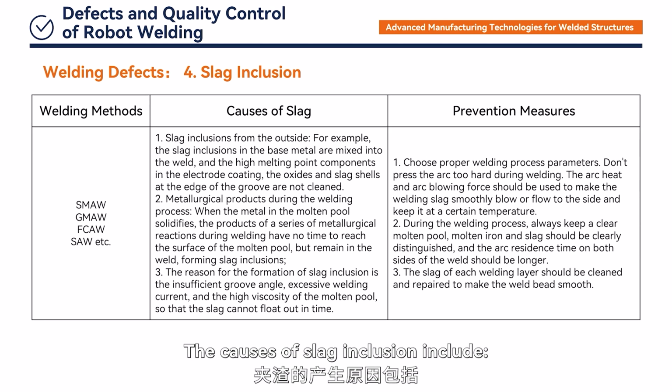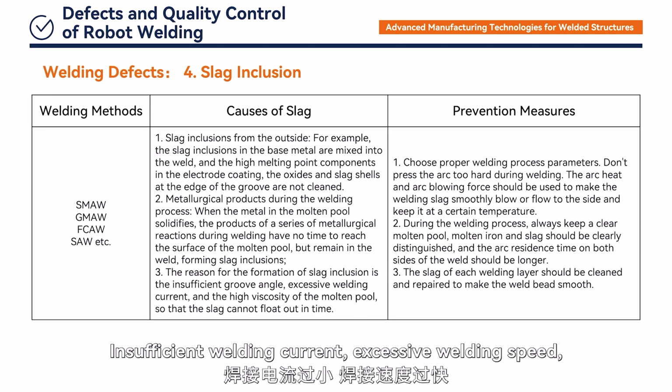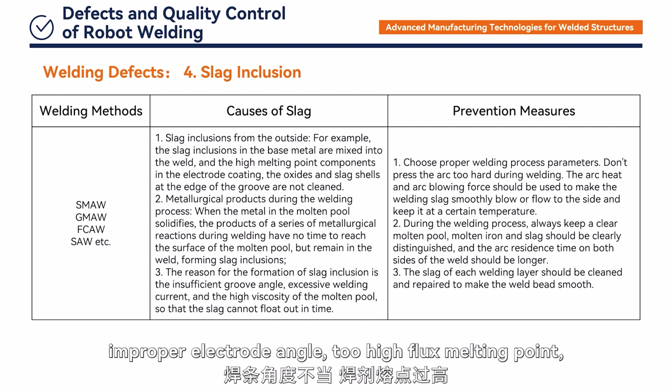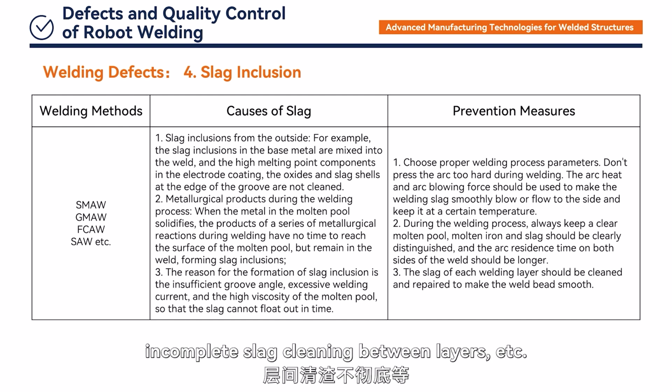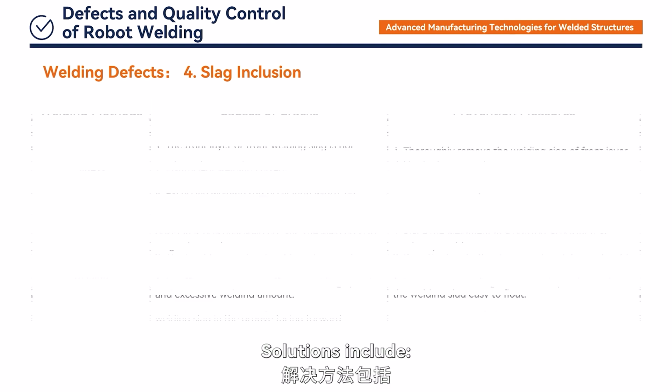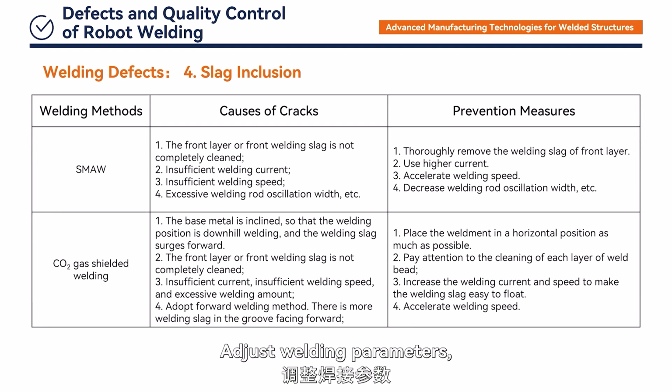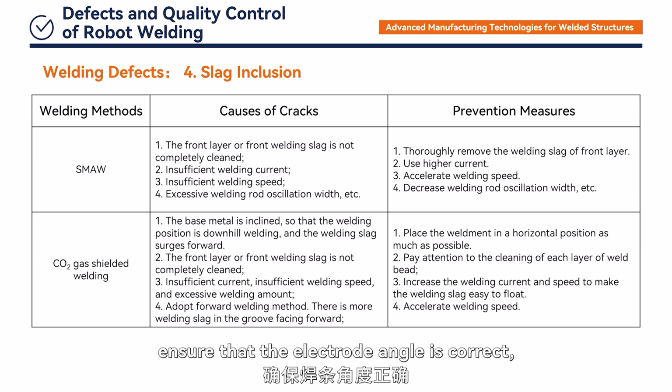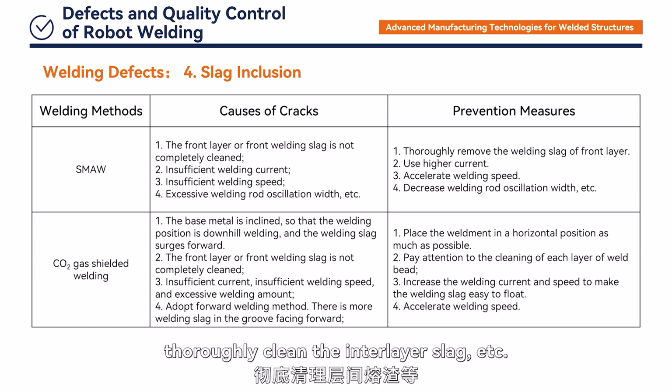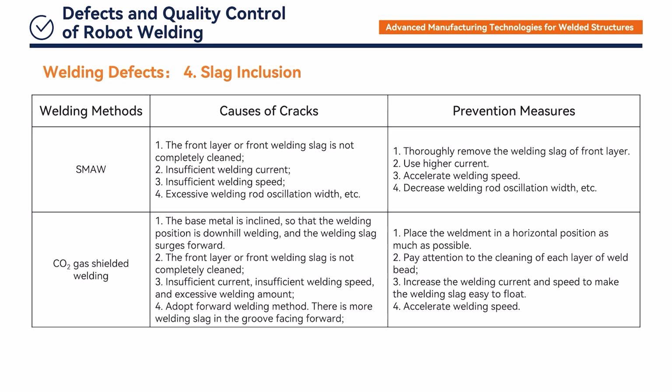The causes of slag inclusion include insufficient welding current, excessive welding speed, improper electrode angle, too high flux melting point, incomplete slag cleaning between layers, etc. Solutions include adjust welding parameters, ensure that the electrode angle is correct, thoroughly clean the interlayer slag, etc.